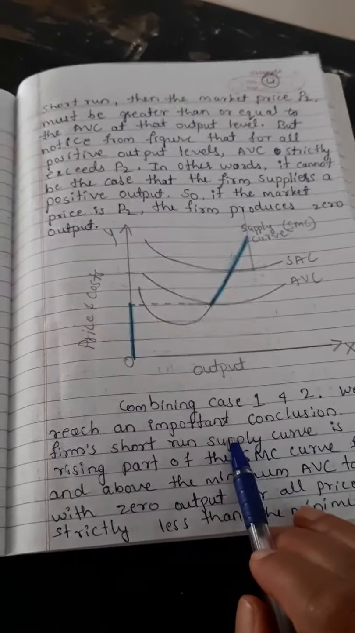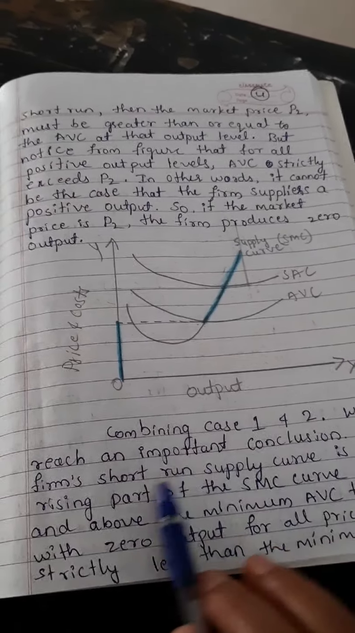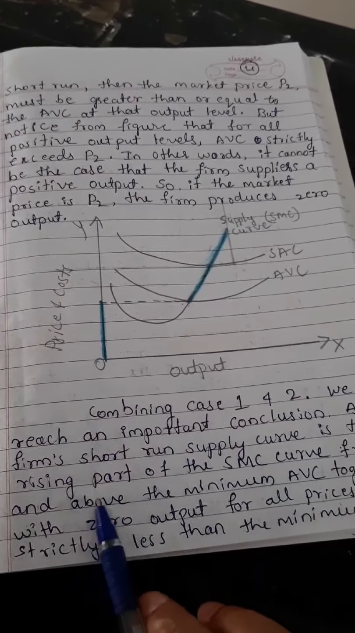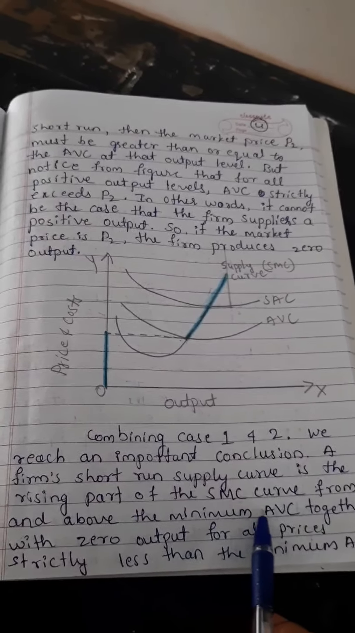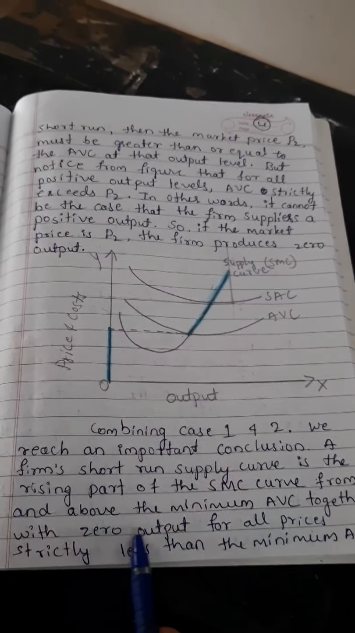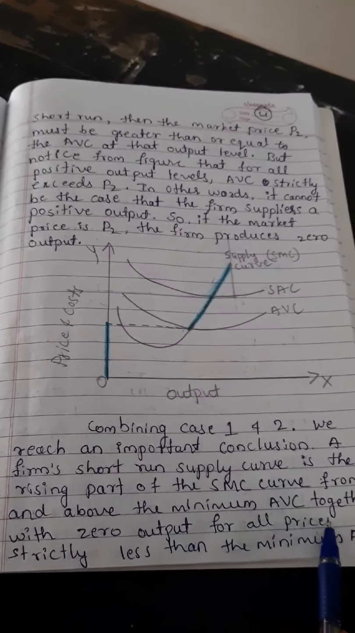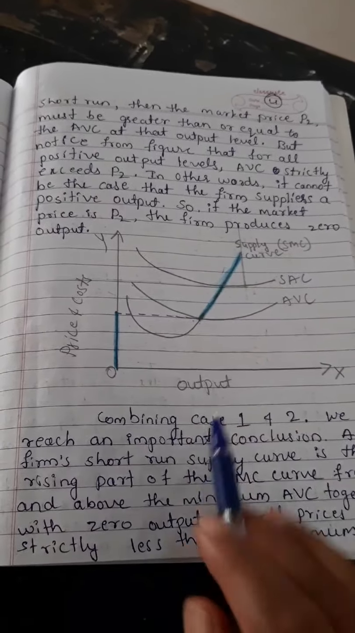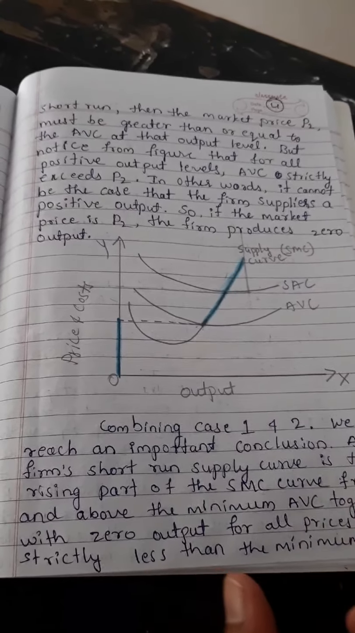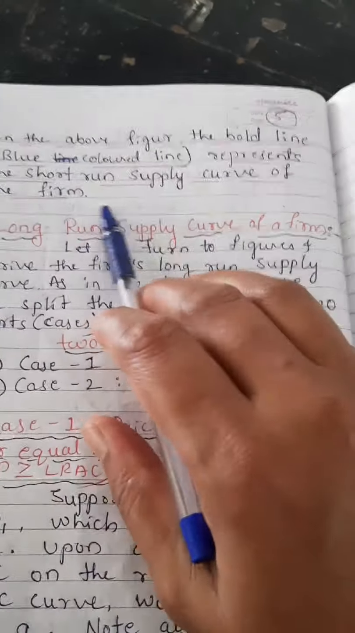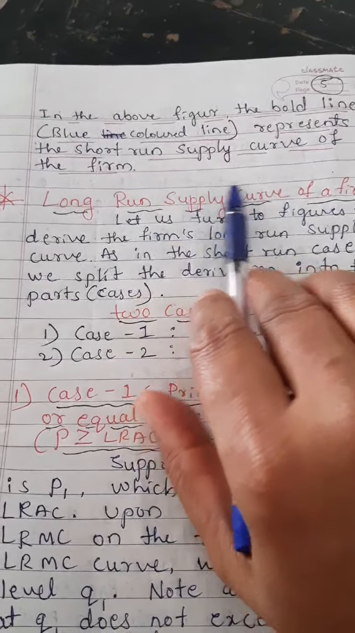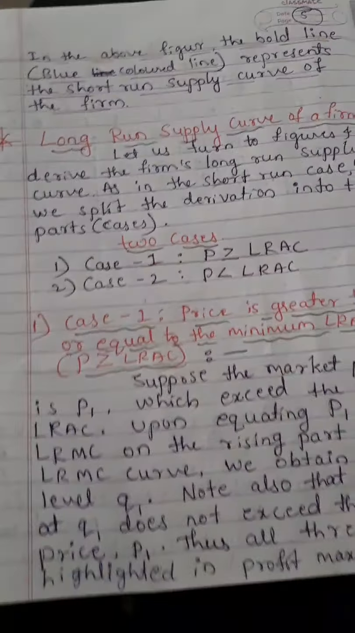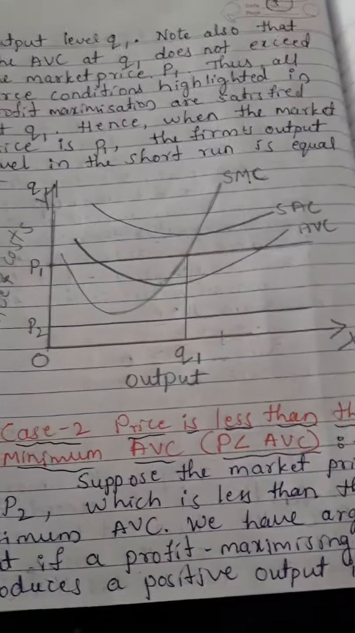Combining the cases 1 and 2, we reach an important conclusion. The firm's short run supply curve is the rising part of the SMC curve from and above the minimum AVC, together with 0 output for all prices strictly less than the minimum AVC. In the above figure, the bold blue color line represents the short run supply curve of the firm. And this is the short run.